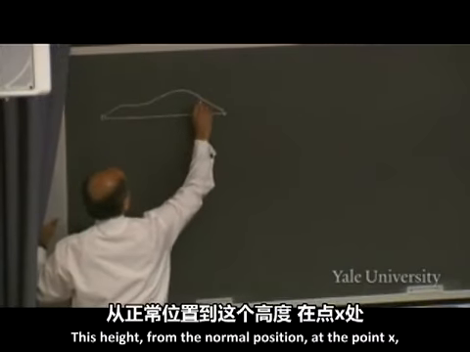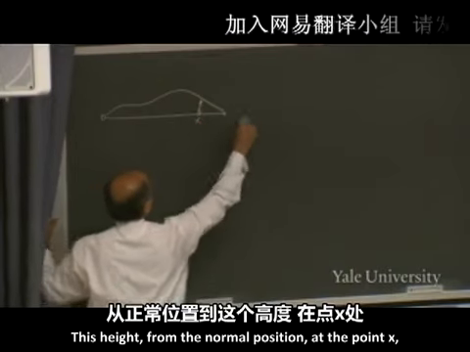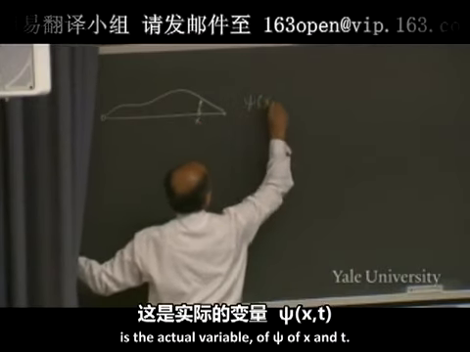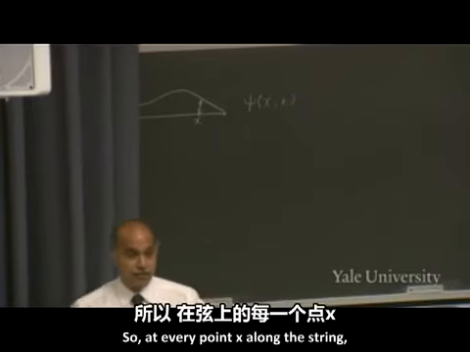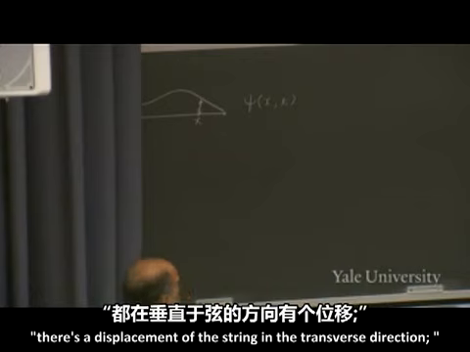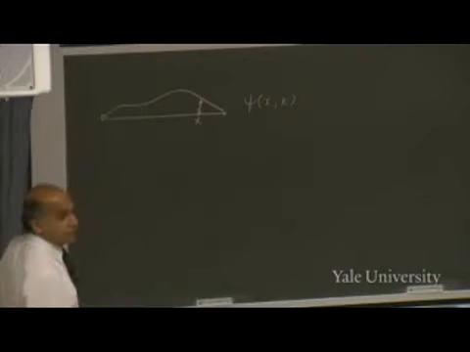This height from the normal position at the point x is the actual variable, psi of x and t. So at every point x along the string, there is a displacement of the string in the transverse direction. That's psi of x and t.